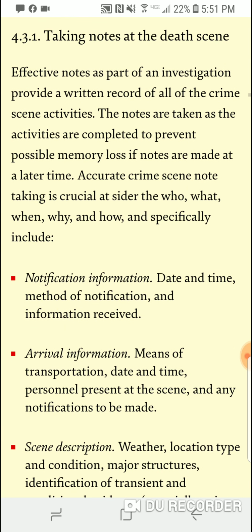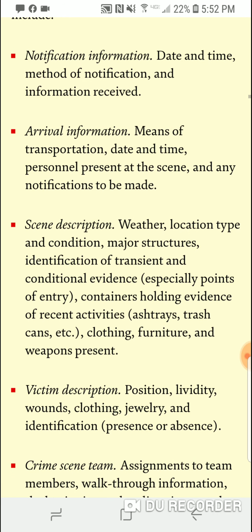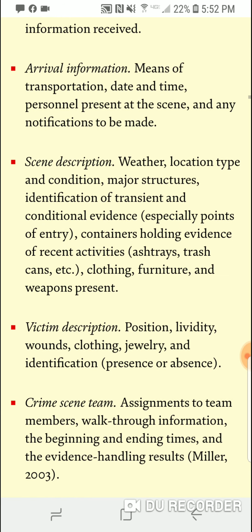Taking notes at the death scene. Effective notes as part of an investigation provide a written record of all of the crime scene activities. The notes are taken as the activities are completed to prevent possible memory loss if notes are made at a later time. Accurate crime scene note taking is crucial: the who, what, when, why, and how, and specifically include the notification information, the arrival information, the scene description, victim description, crime scene team.